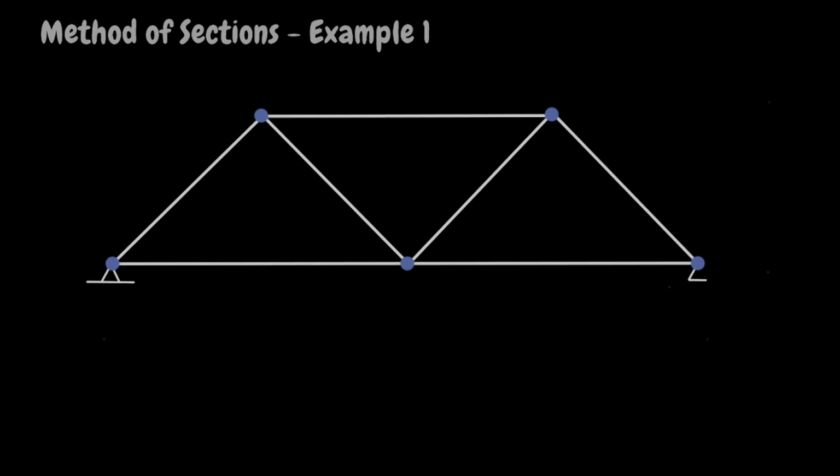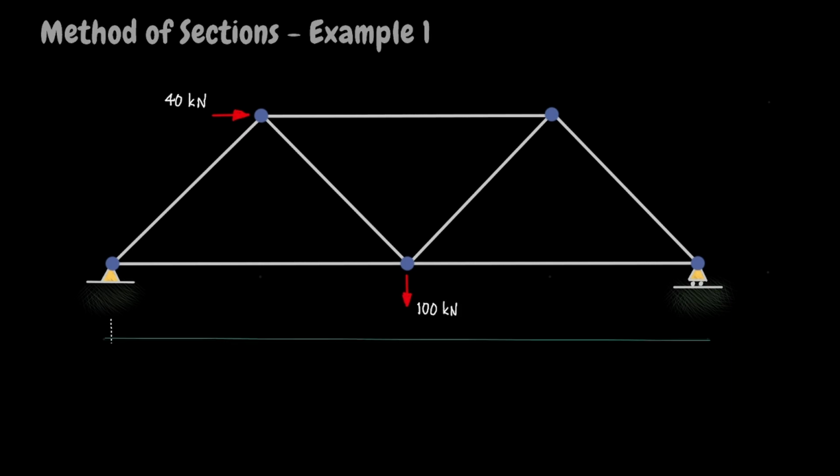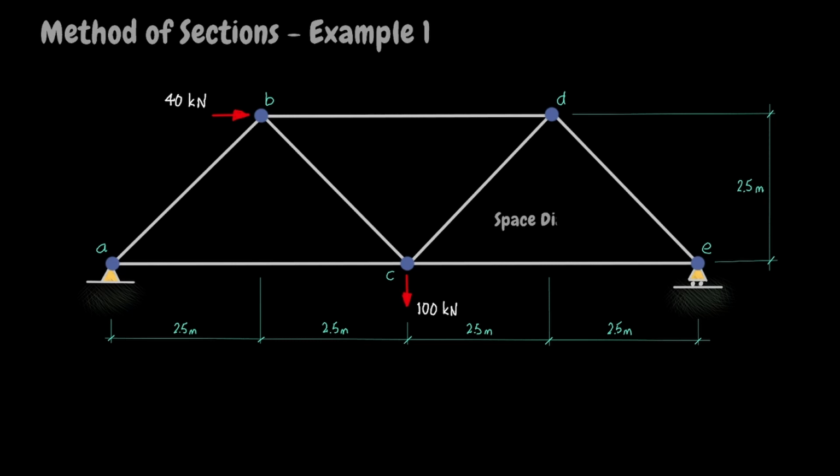The frame to be analysed is the same frame that was used to introduce the method of joints. It has a knife edge support at A and a roller support at E. In other words, it's simply supported. There are point loads at joints B and C. All members of the frame lie in a single plane, the plane of the screen. So we are dealing with a plane structure.